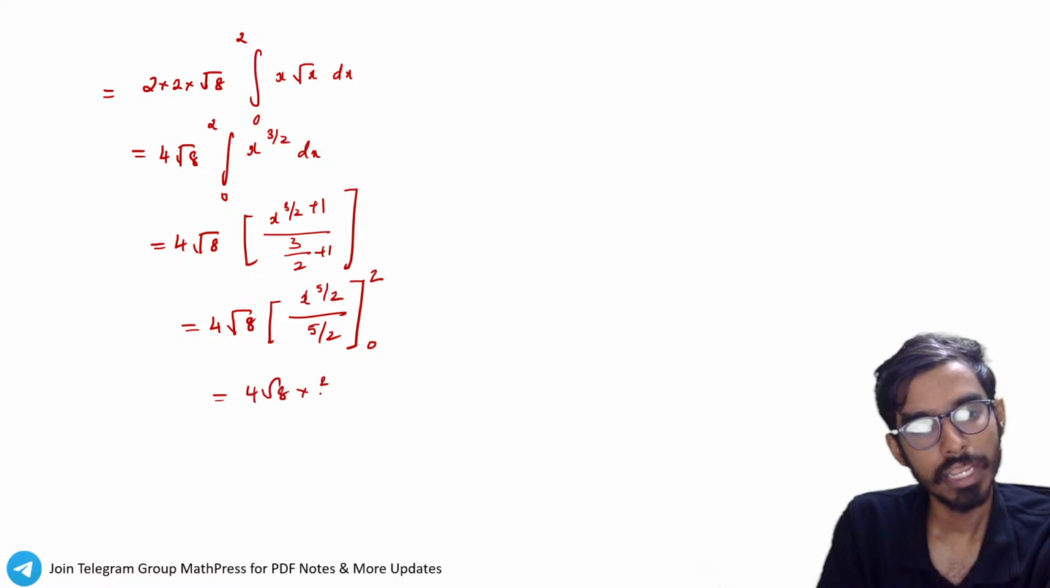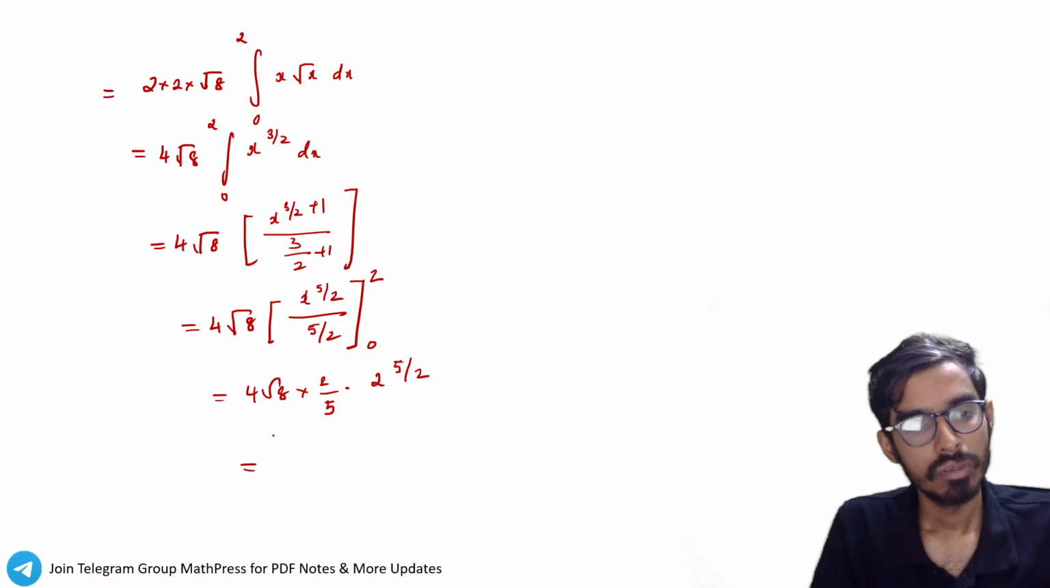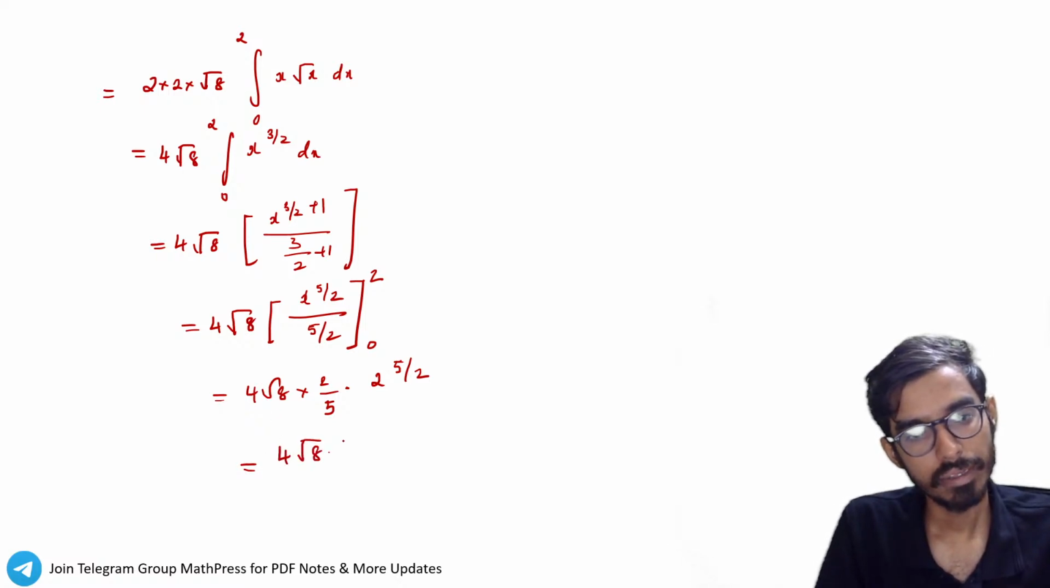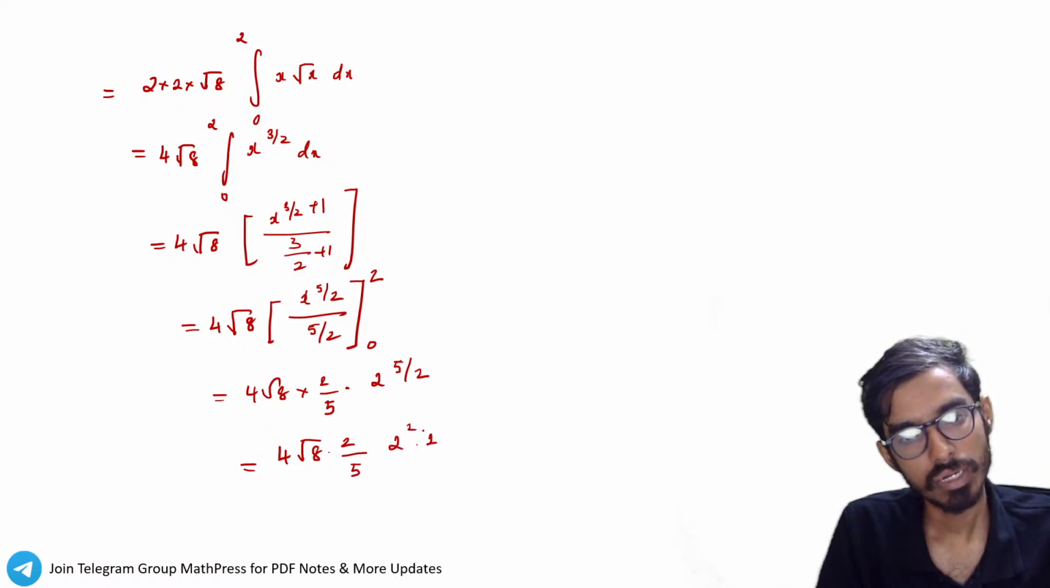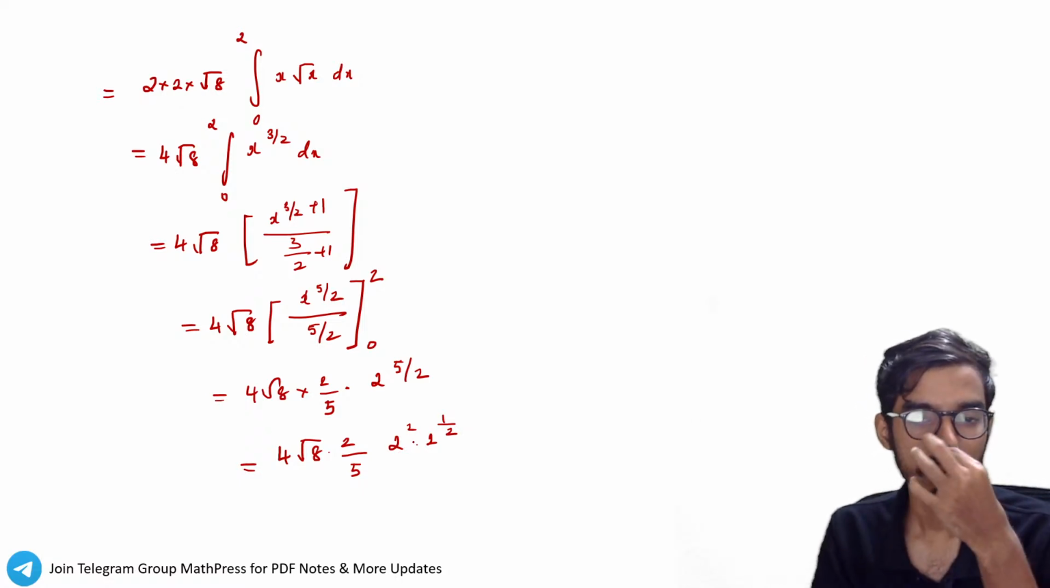So 4 root 8 into 2 by 5. So I've taken this 5 by 2 here. Here we will have 2 power 5 by 2, right? 2 power 5 by 2. So this will be 4 root 8 into 2 by 5. Can write this as 2 square into 1 by 2, right? It's 2 square into 1 by 2.